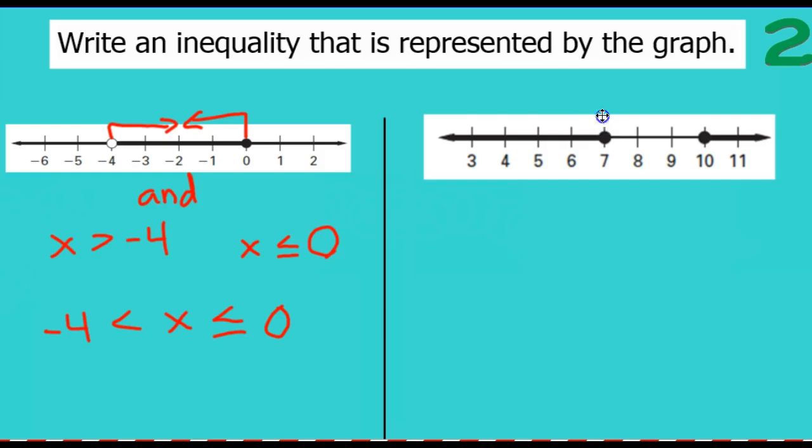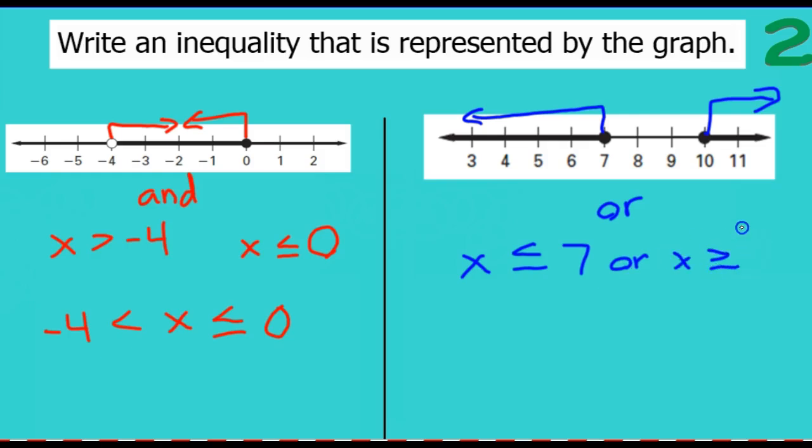On this one, we have the arrows going in two separate directions. This one's going to the left, this one's going to the right. So we have an "or" inequality. So our first one, x is going in this direction. So if I draw an arrow, now this is a closed circle, so x is less than or equal to 7, or x is greater than or equal to 10. So x can either be less than or equal to 7, or x is greater than or equal to 10.